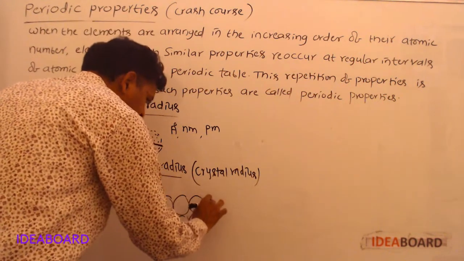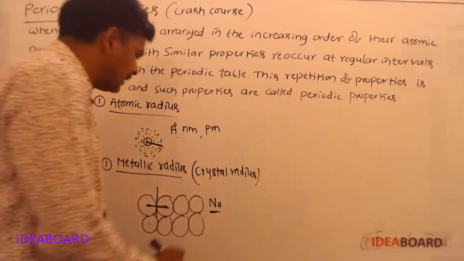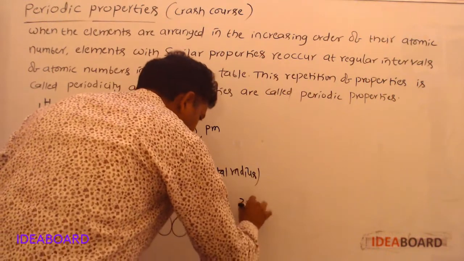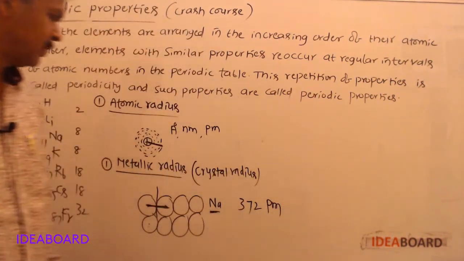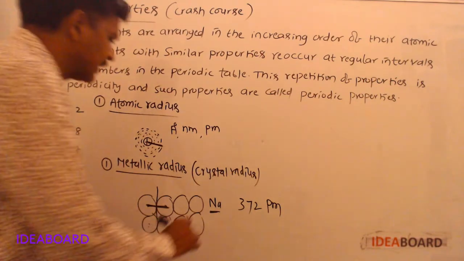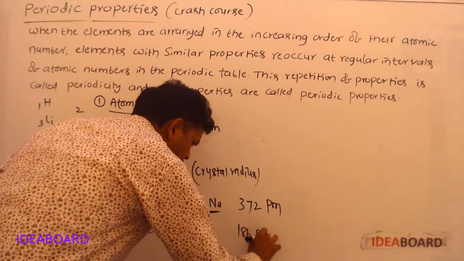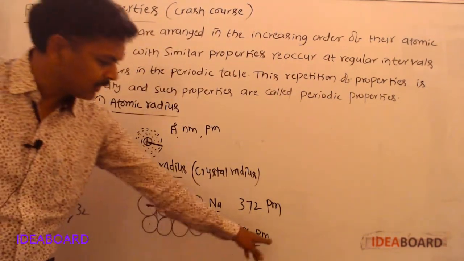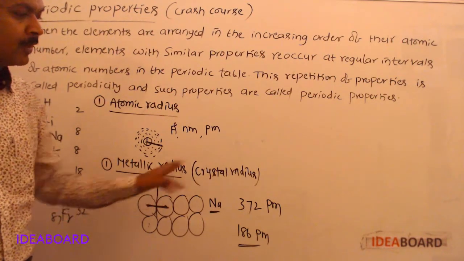If we take sodium crystal lattice, in that sodium crystal lattice, internuclear distance between two sodium atoms is 372 picometers. Then metallic radius is half of this, that is 186 picometers. Metallic radius of sodium is 186 picometers. This metallic radius is used for metals.